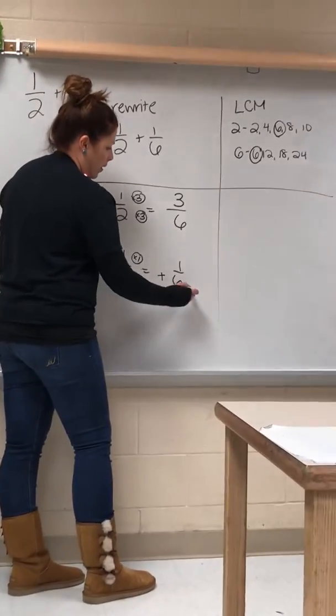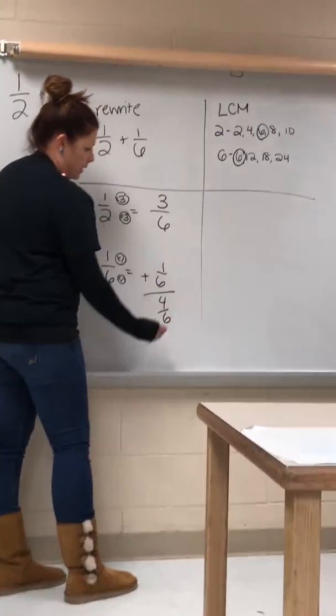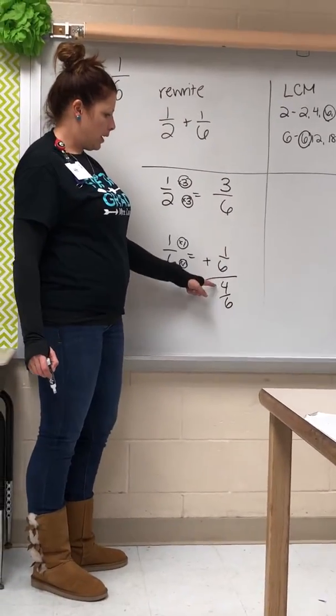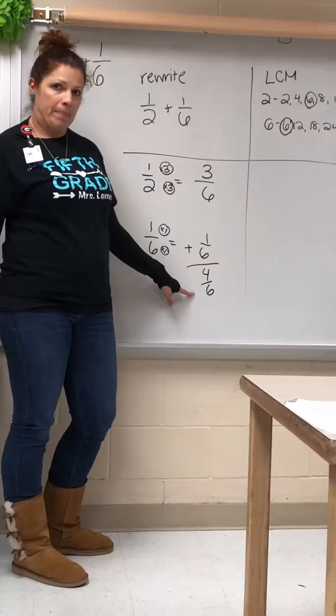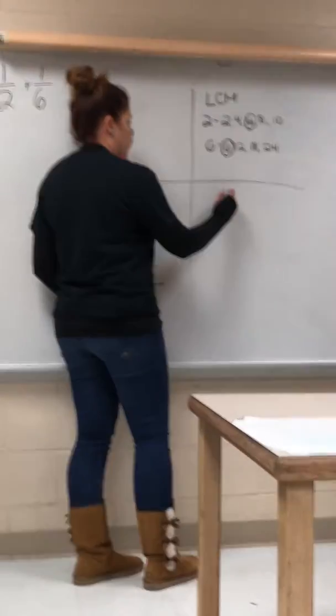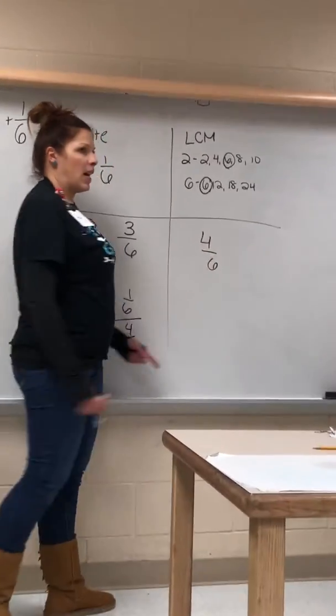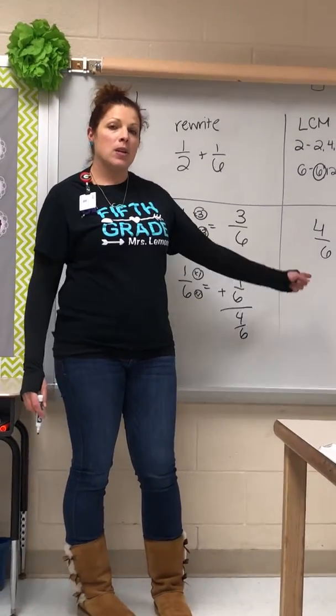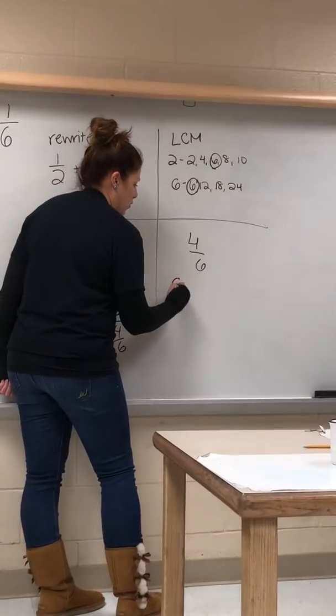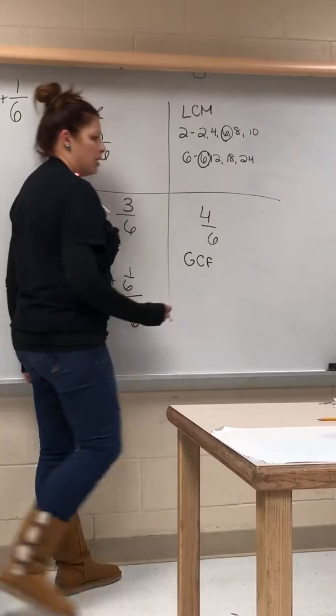Then you add them together and you get 4/6. 3 plus 1 is 4. Denominators stay the same. 4/6. The fourth square tells me I need to simplify. 4/6. In order to simplify, I need to find the greatest common factor.